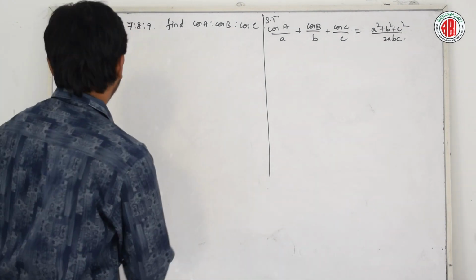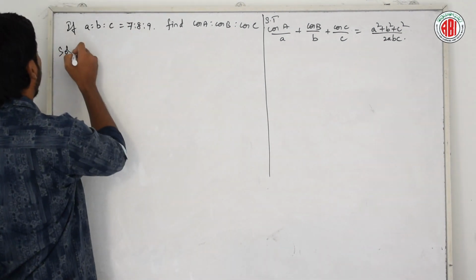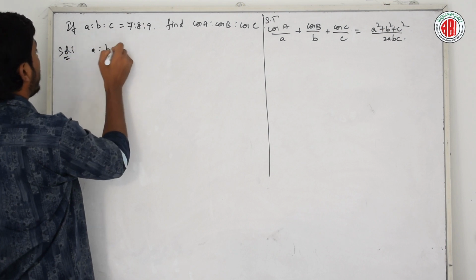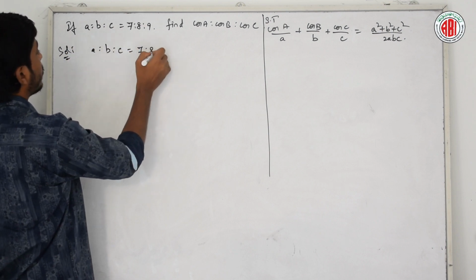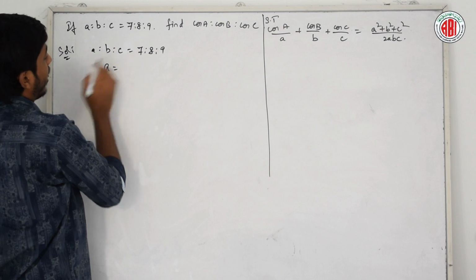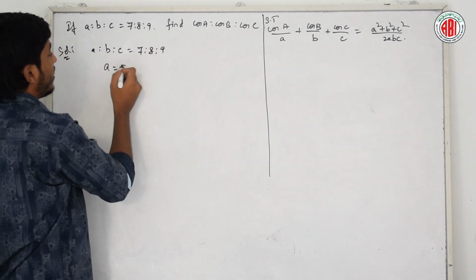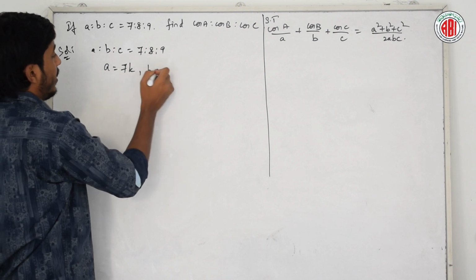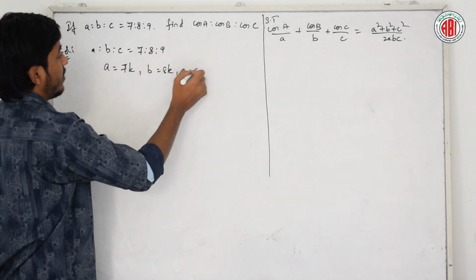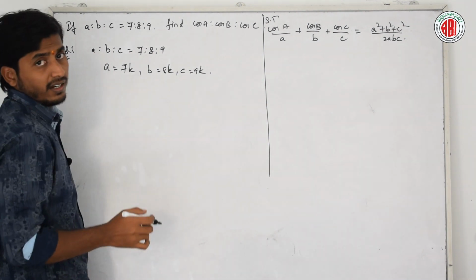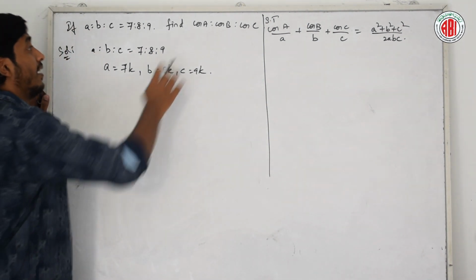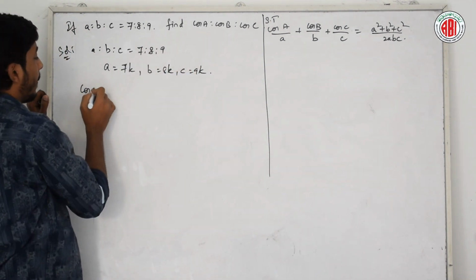Now look here, I know that if A is to B is to C equal to 7 is to 8 is to 9, let us assume it to be K. Then can I write it as A is equal to 7K, B is equal to 8K, C is equal to 9K, right? Can I write it or not? Yes, we can. Then what is the formula of cos A?